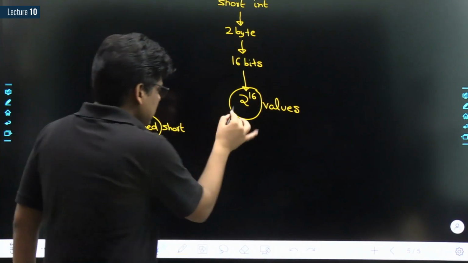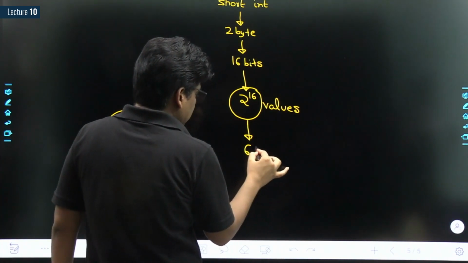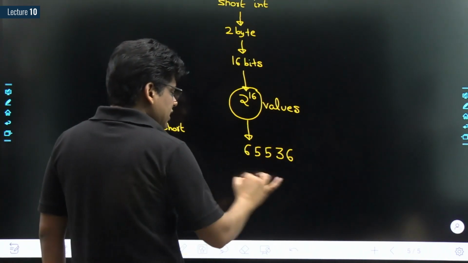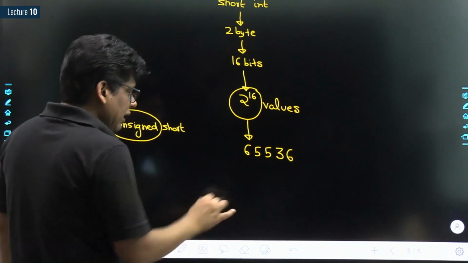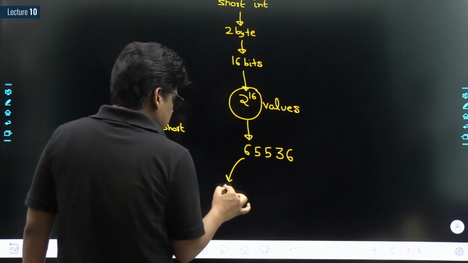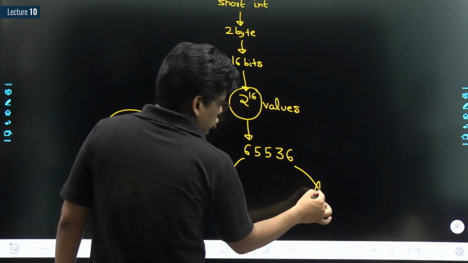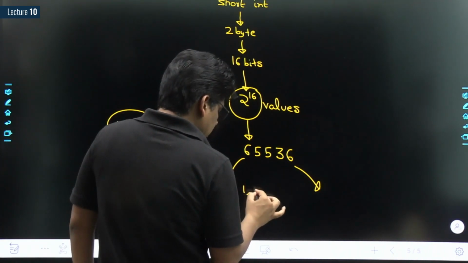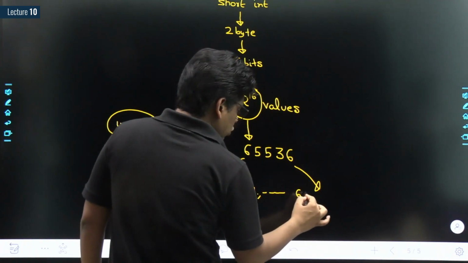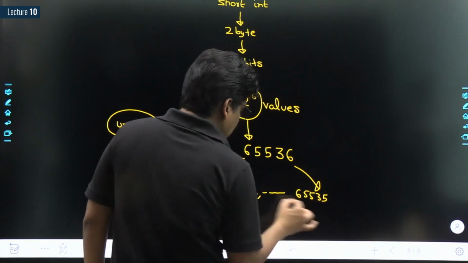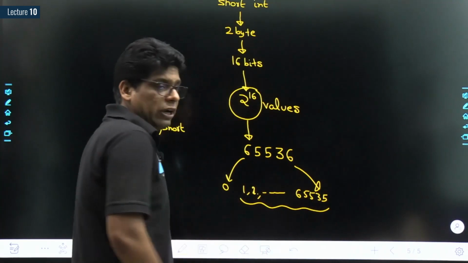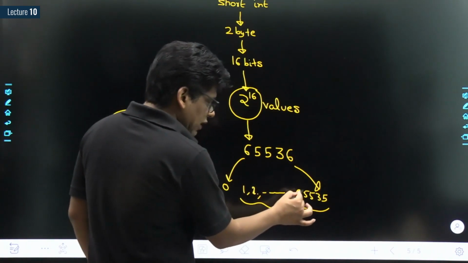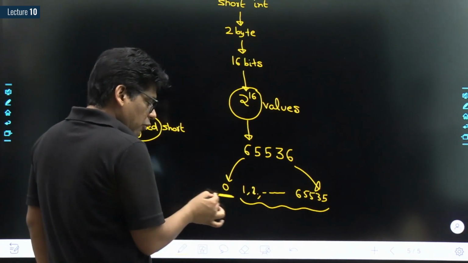Sir, what is this number? Actually, it is 65536. That means we have this many values, but from where are we starting? Sir, 0. That means where should we end? Sir, 1 less than this. See, 1, 2, 3 up to 65535. How many are they? Sir, counting 1 to n gives n numbers. That means they are 65535, and one addition for 0.